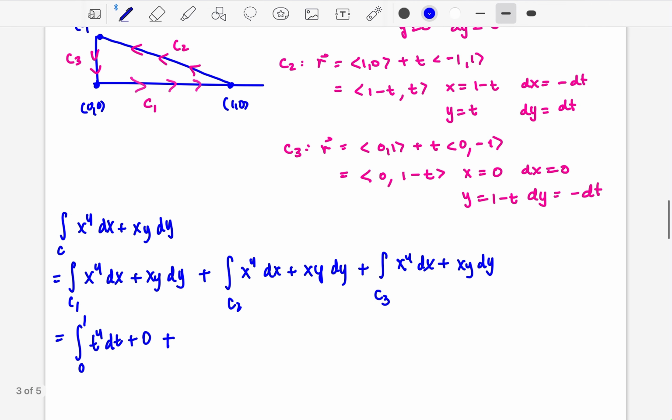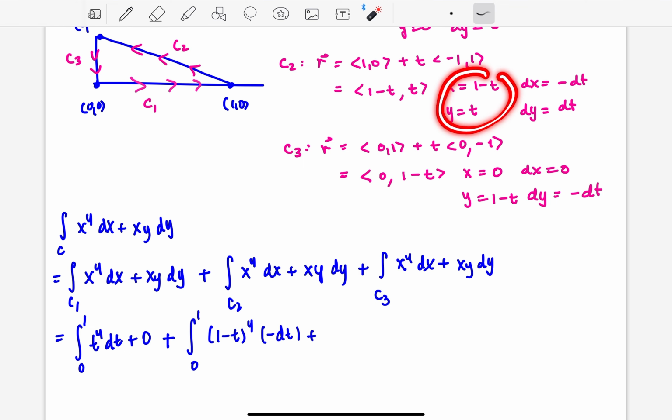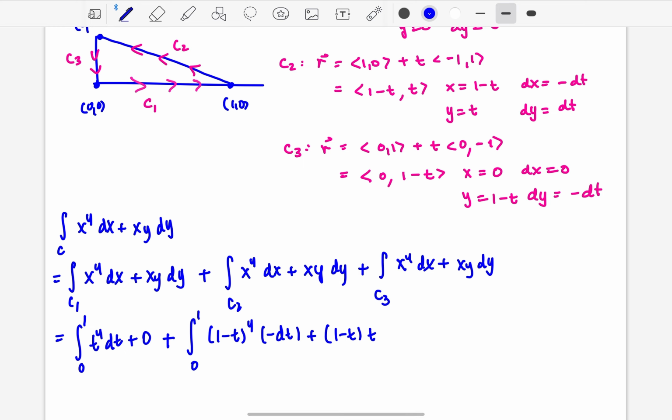Now along C2, I have that x is equal to 1 minus t. So this is the integral from 0 to 1 of x, which is 1 minus t to the fourth. And then dx is negative dt. So negative dt plus x times y, which is 1 minus t times t. And then dy, and dy is equal to dt. Perfect. And then I'm almost done.